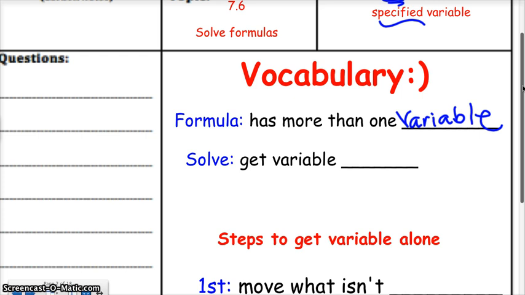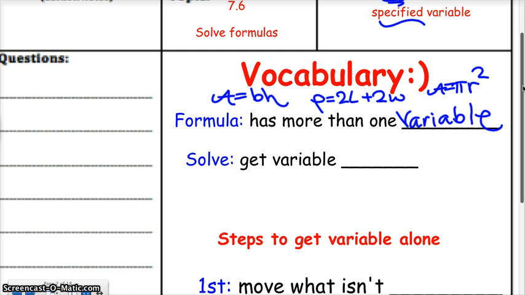For instance, the formula for the area of any parallelogram is area equals base times height. I have three variables: an A, a B, an H. Perimeter is equal to 2 times the length plus 2 times the width. Three variables. Area of a circle is pi r squared. Two variables, an A and an R. All you need to know is that a formula has more than one variable.